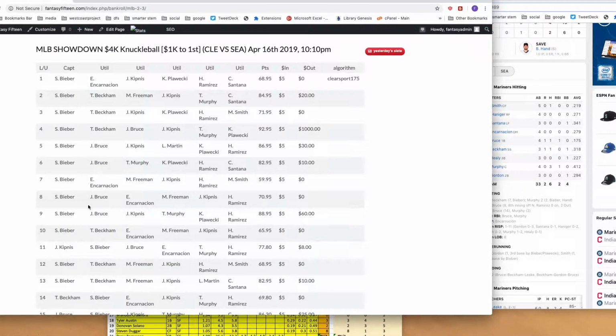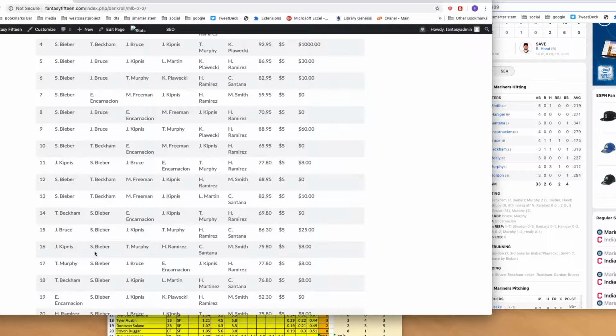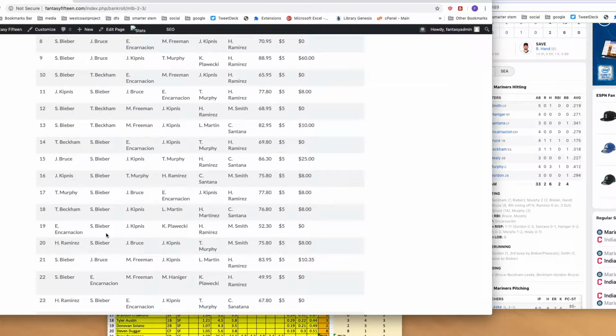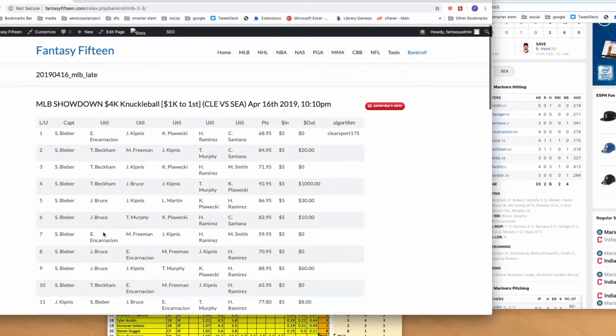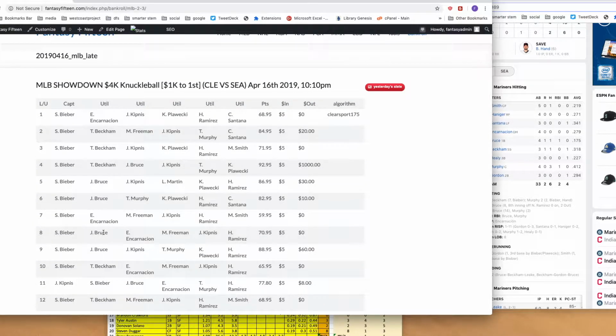He's also in every single lineup. If he's not the captain, he's in the utility spot. Every time he's in, 24 of the 24 lineups. So that was unique. We trusted the computer to tell us that Bieber should have been highly and heavily ranked in this, and we went with it.